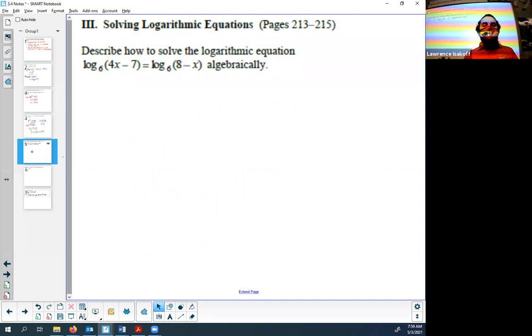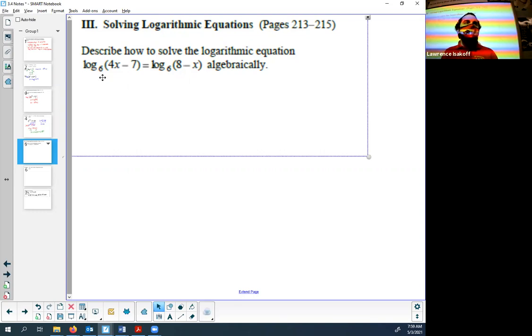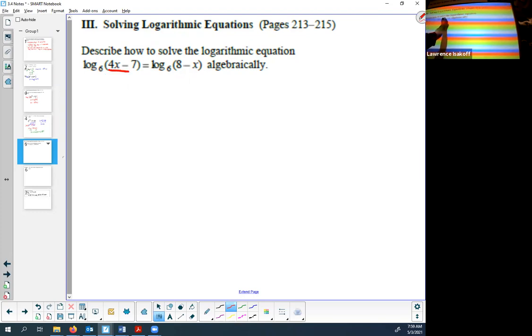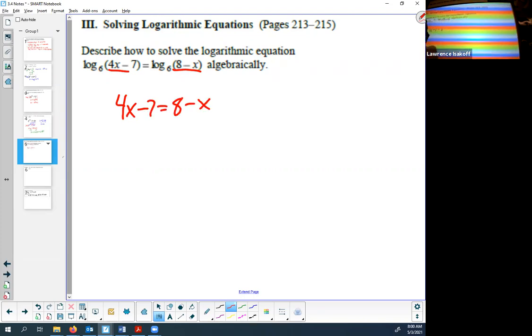If I'm taking logs of the same base and say they're equal to each other, should the insides equal each other? If it's saying the log of the exact same thing? Yeah, our insides will need to match each other. So because they both say log base 6, I can just pull out what's inside the logs and be like, oh, 4x minus 7 equals 8 minus x. So now this is just a simple linear equation to solve.